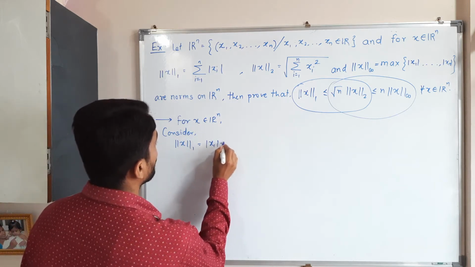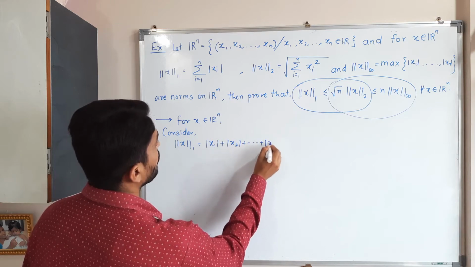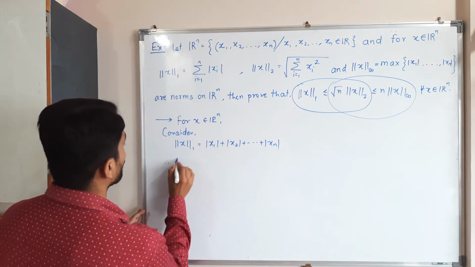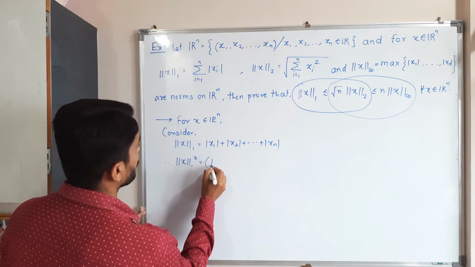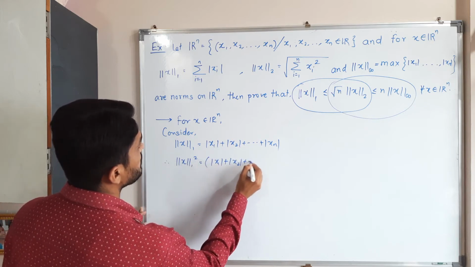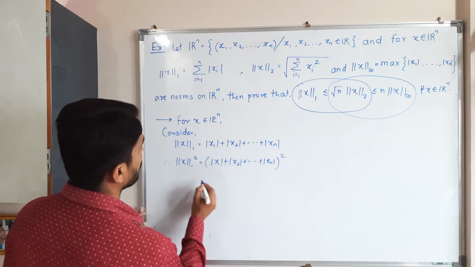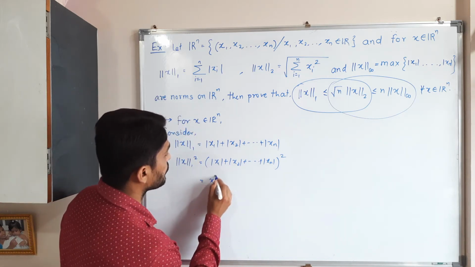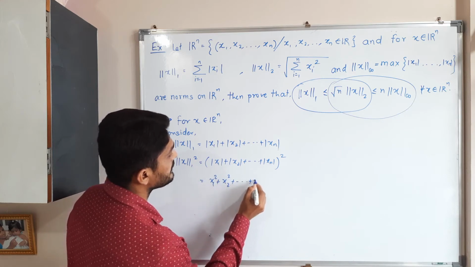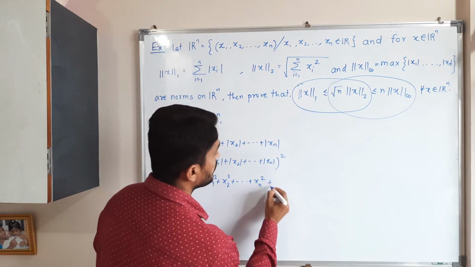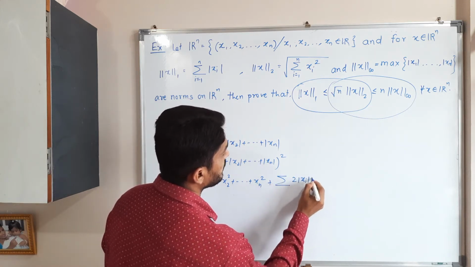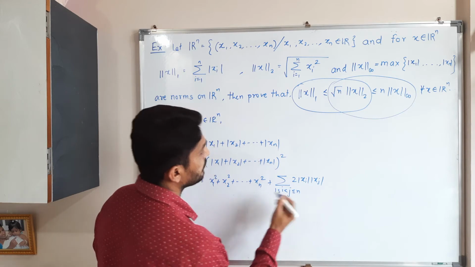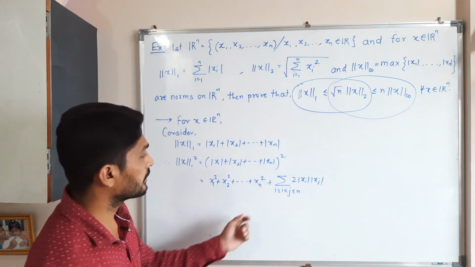That means |x1| plus |x2| plus and so on, up to |xn|. Now what will I do? I will take square of both sides. See what will happen if I take square of both sides. Therefore ||x||_1 square, here also we have to take square, (|x1| plus |x2| plus and so on |xn|) square. The bracket square formula we have to use. Because of that formula we will have x1 square plus x2 square plus and so on xn square, that means square of each term first, plus summation of |xi||xj|, where i and j should vary from 1 to n.